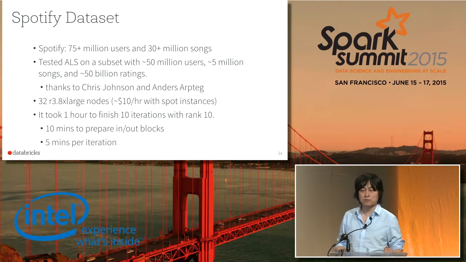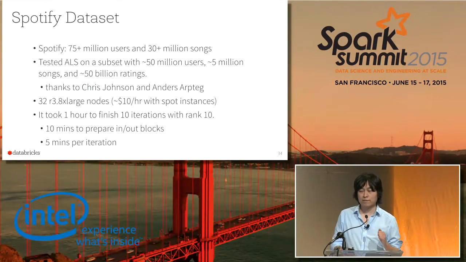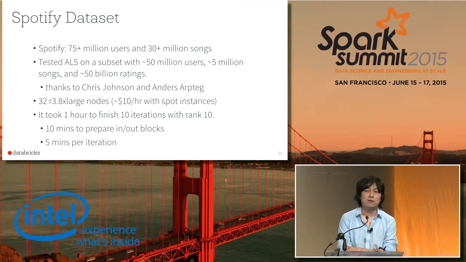And with a 32-node cluster, we can finish the 10 iterations in just 1 hour. It's about 10 minutes for preparing blocks and 5 minutes per iteration. Basically, if we use Spot instances, it only costs us about $10 for this computation. I think if we can make good recommendations, Spotify can easily get this $10 back.